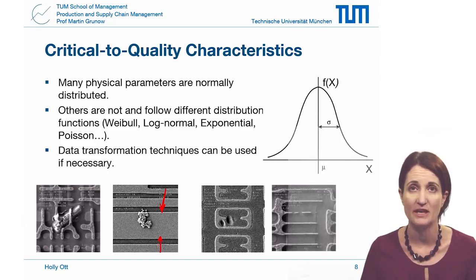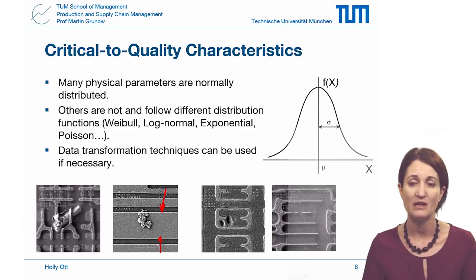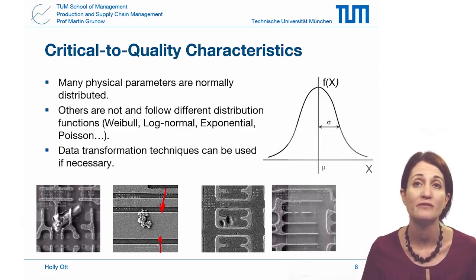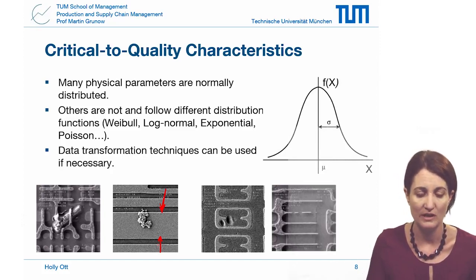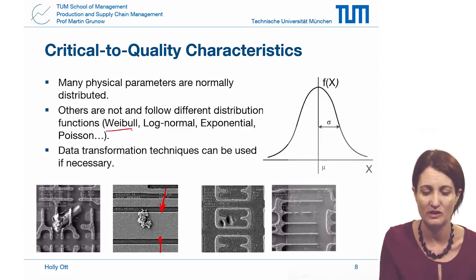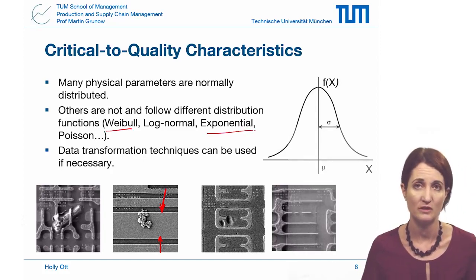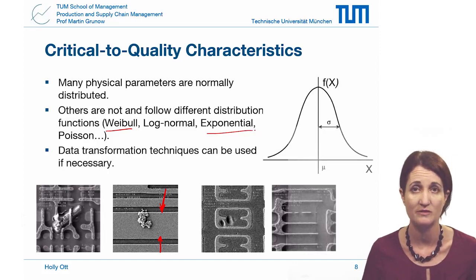Other parameters are not. Waiting times are a typical example. Call centers, post office, treatment times at the doctor, leakage currents, oxide breakdowns, and other types of lifetime data, or, for example, events that occur very rarely. For example, when you need spare parts or you have some kind of accidents. These are described by different types of distribution functions. Oxide breakdown follows the Weibull function, and the exponential is used a lot for arrival times, inter-arrival times for customers, for example.